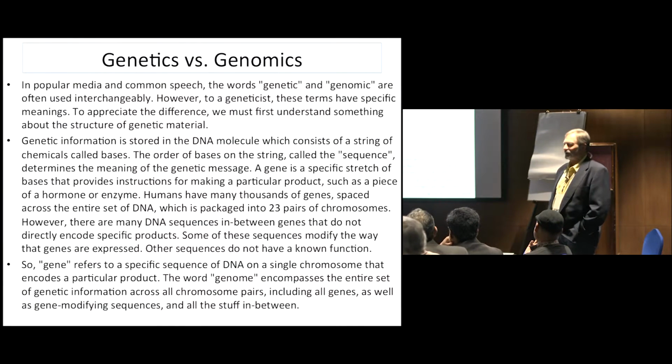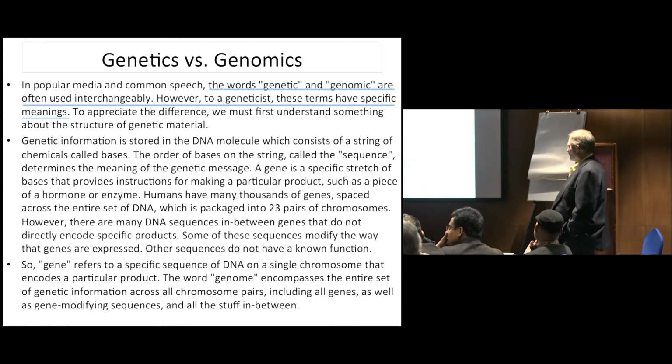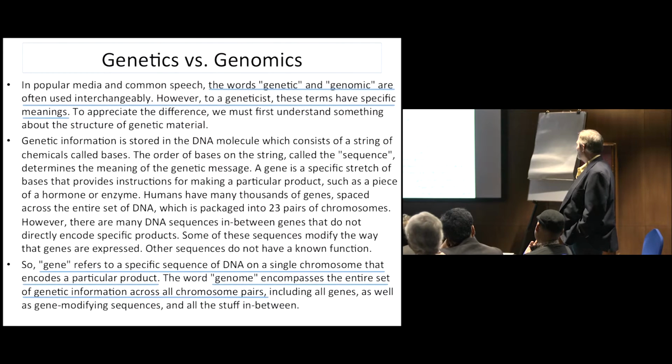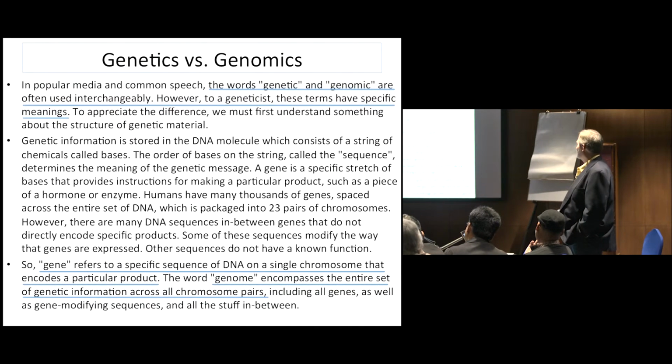So just a word about genetics versus genomics. The words genetic and genomic are often used interchangeably, but to a geneticist, these terms have specific meanings. So gene refers to a specific sequence of DNA on a single chromosome that encodes a particular product. The word genome encompasses the entire set of genetic information across all chromosome pairs. And when we talk about the genomes of wheat, we're talking about the entire set of genetic information across all chromosome pairs.